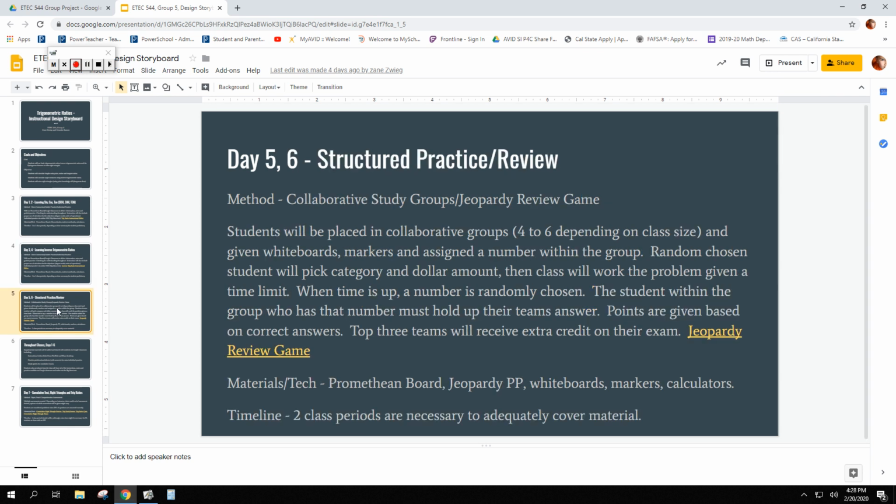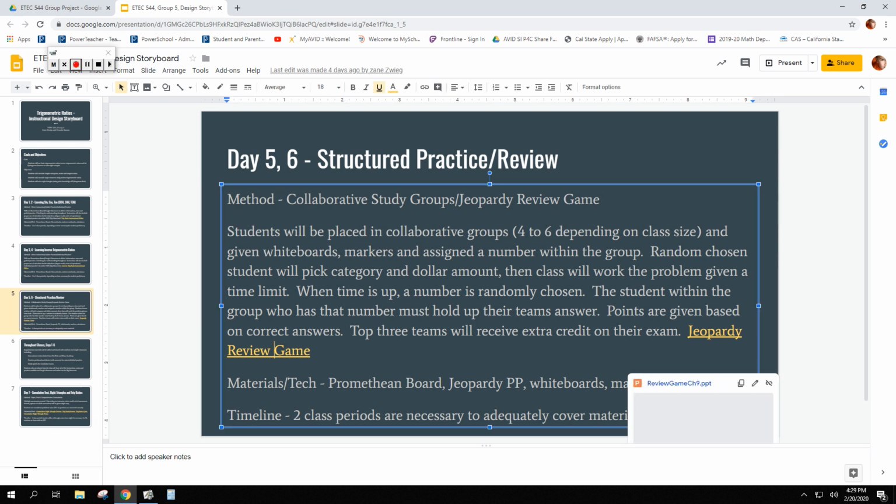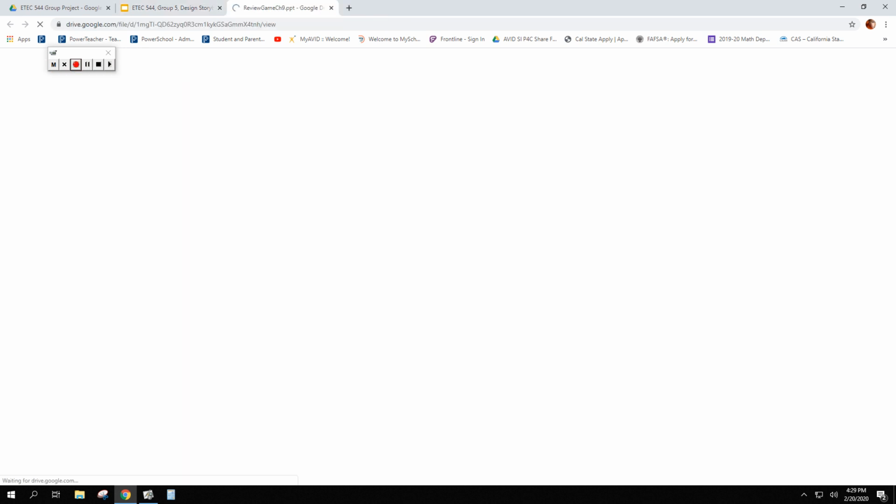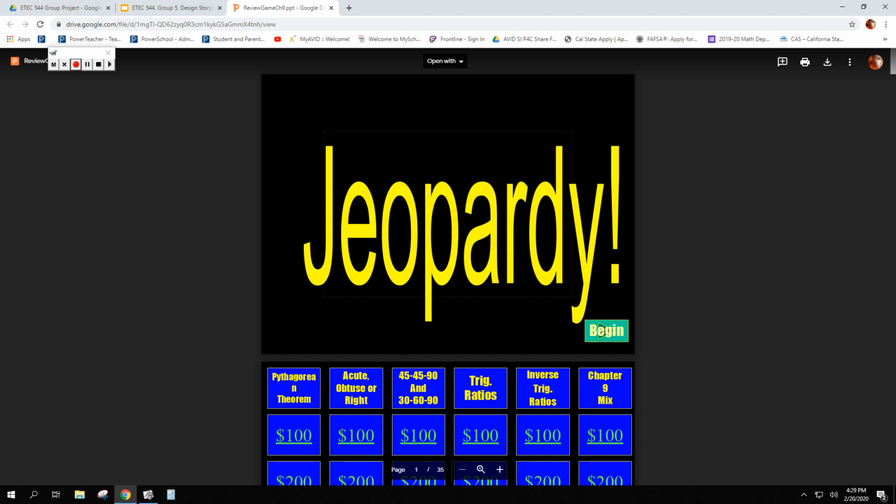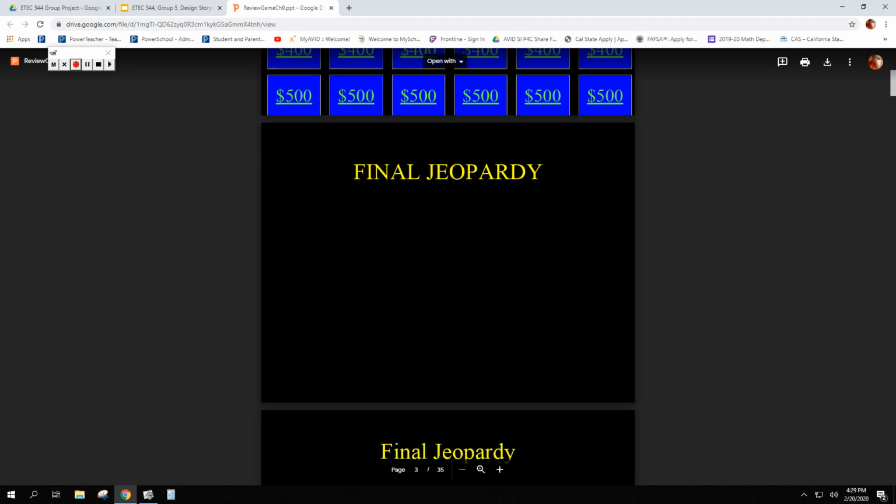On the 5th and 6th day is when we take what we've learned and put the students in collaborative study groups. There's a Jeopardy review game that we've developed. Students will be placed in groups, 4 to 6, depending on the class size, and they'll be given whiteboards, markers, and an assigned number within the group. So when we go to the review game, this is just the bare bones PowerPoint of it.